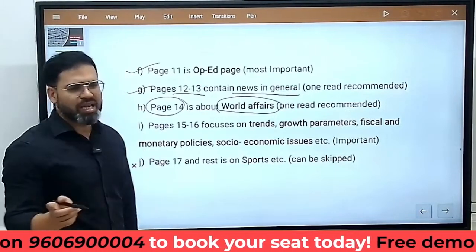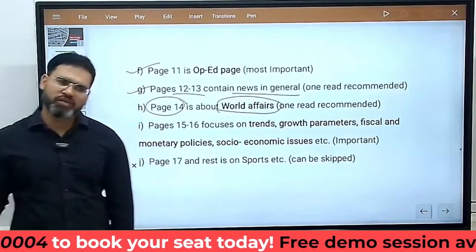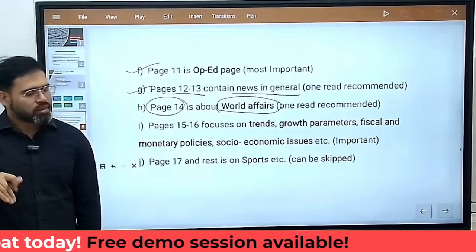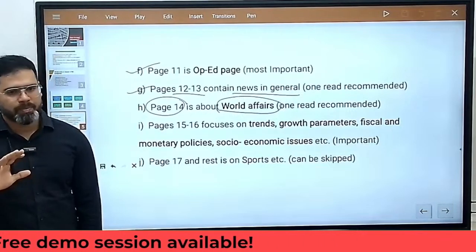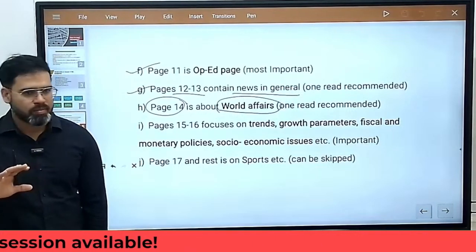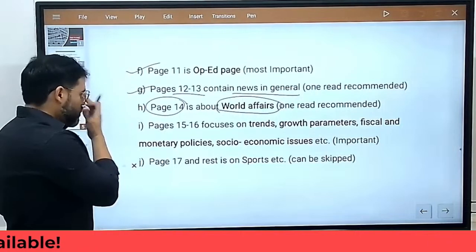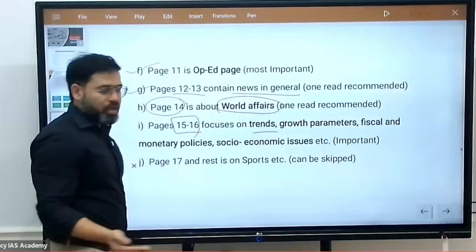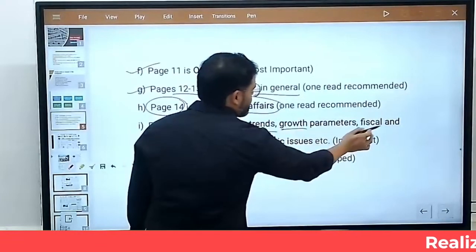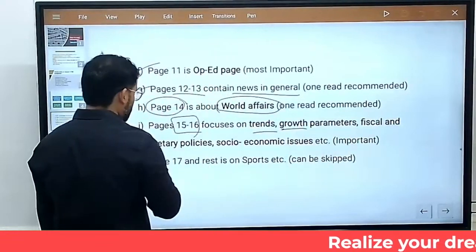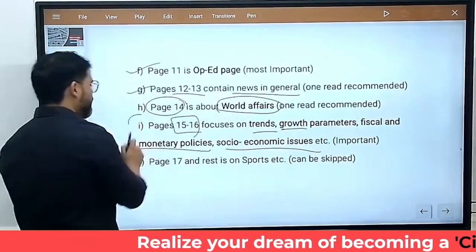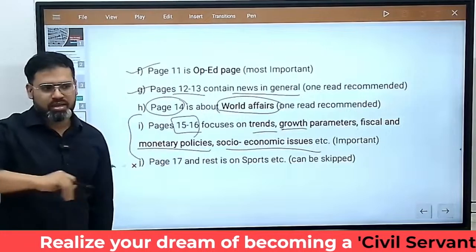अगर ये कहीं कनेक्शन नहीं मिल रहा है ना, then leave that world affair news. If India is not getting any interest involved in it, then just skip that news. Clear? उसके बाद if you go to page number 15 and 16, it focuses basically on trend economy, trends, growth parameters, fiscal and monetary policies, social economic issues. These are important. Page number 15 and 16.